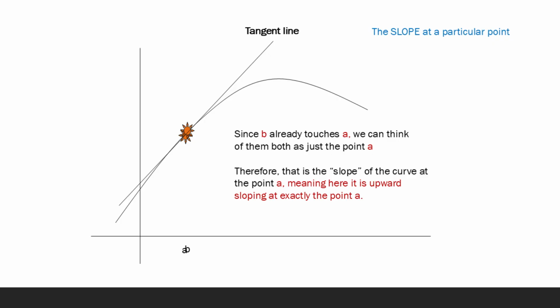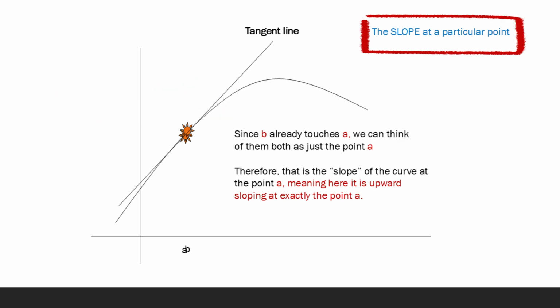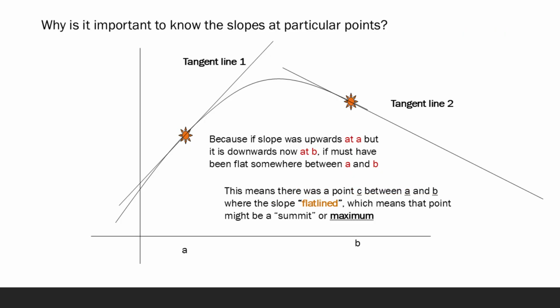It's actually the same thing, except that A and B are already touching, so it's almost the same point A. So we might as well just call it the tangent line rather than the secant line. This is the slope of the curve at the point A. And here it is an upward sloping curve at exactly the point A. So why is this important?